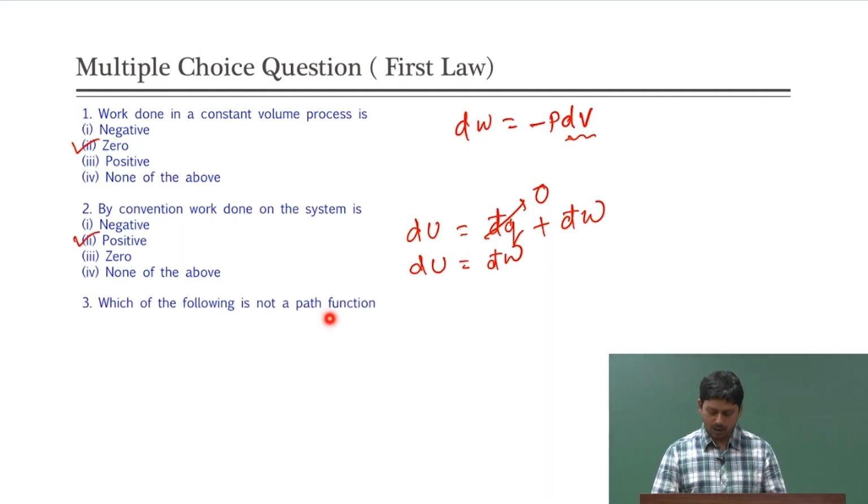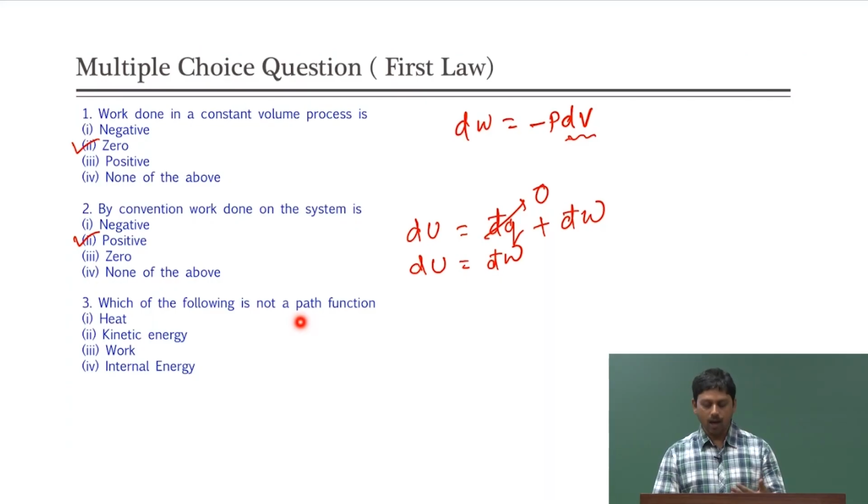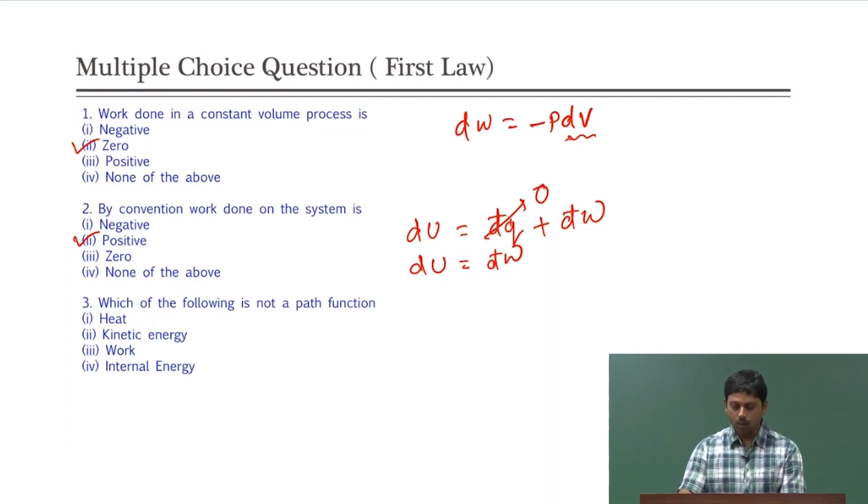Which of the following is not a path function? Heat, kinetic energy, work and internal energy. As we have discussed, heat is a path function, because heat can be changed by either a constant volume or constant pressure process. Work is of course a path function, because we have already shown by graphical ways also that work can be done in one step and multi step. So, work is also a path function, because it depends on how you are doing the work.